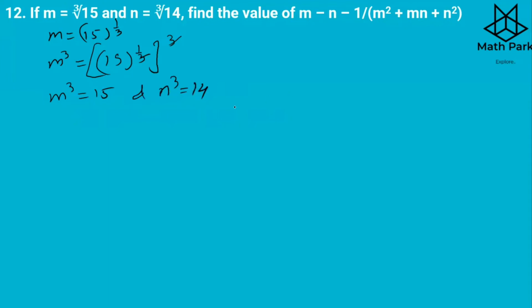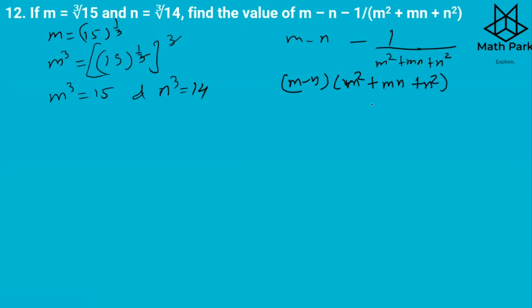Is this part understood? Now we have to find the value of m minus n minus 1 upon m square plus mn plus n square. Okay, so what we do here, we take the LCM. So multiplying by this here, so we have m minus n multiplied by m square plus mn plus n square, and this minus 1 upon, you get m square plus mn plus n square. Got it?